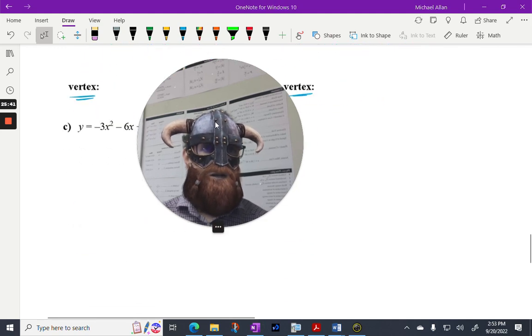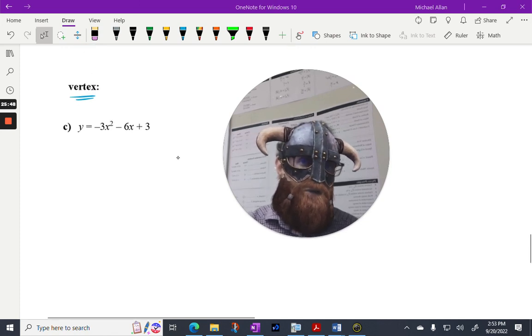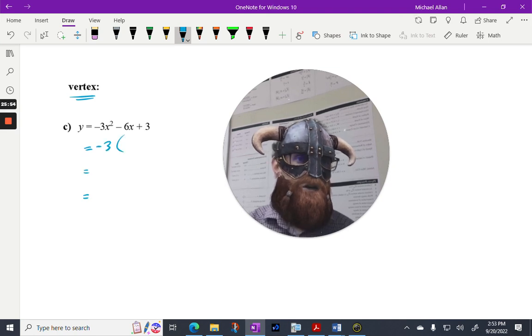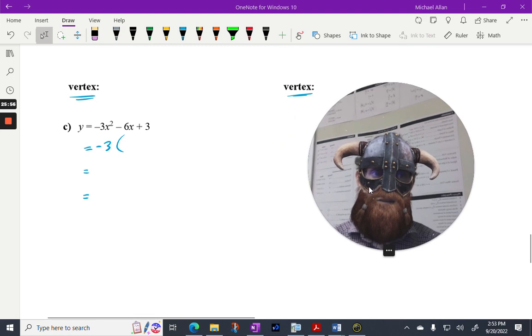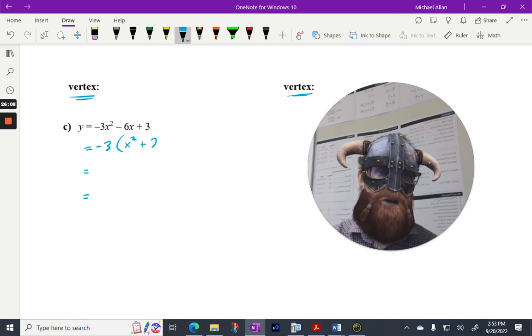Let's go down. Let's try another one. Oop. That's the last one. Yeah, that's the last one here. So I'm going to factor out that negative 3. So I'm dividing everything by a negative number this time. So when I divide by a negative, it's going to turn into a positive, right? So negative 3 divided by negative 3 is just x squared. Negative 6 divided by negative 3 is positive 2x. So that's going to flip its sign there.